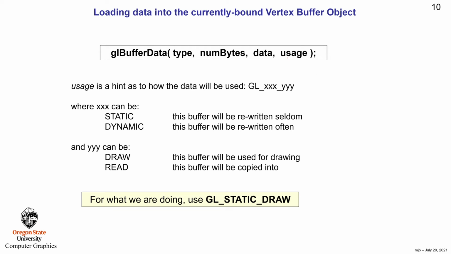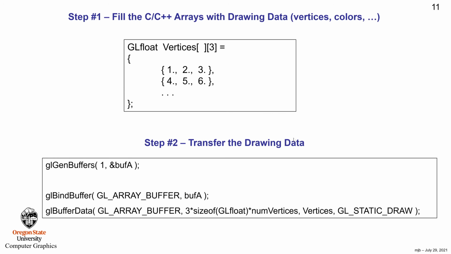Usage is an interesting argument. Basically, it's a hint. It is of the form GL, a constant, a constant. The first constant can either be static or dynamic, and the second one can either be draw or read. Static draw is the one you would use most often. Basically, this is a hint to the OpenGL driver about what memory to use to hold this buffer. If you're going to be reading, it may put it in some special place. If you're going to be doing dynamic, constantly rewriting it, it may put it in another special place, or it may ignore the usage argument completely. It's there as a hint. Static draw is typically what we would all want to use.